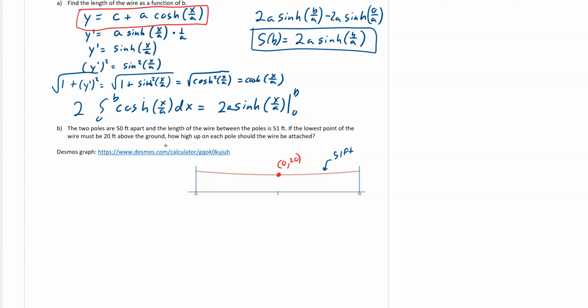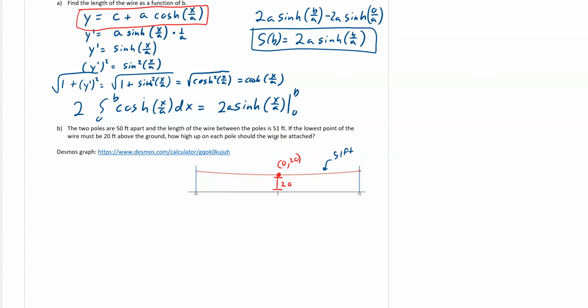I can't write them sideways with this pen. There we go. That's 20. Let's just use a length. From here to here is 20. There we go. Okay, how high up the pole should the wire be attached?